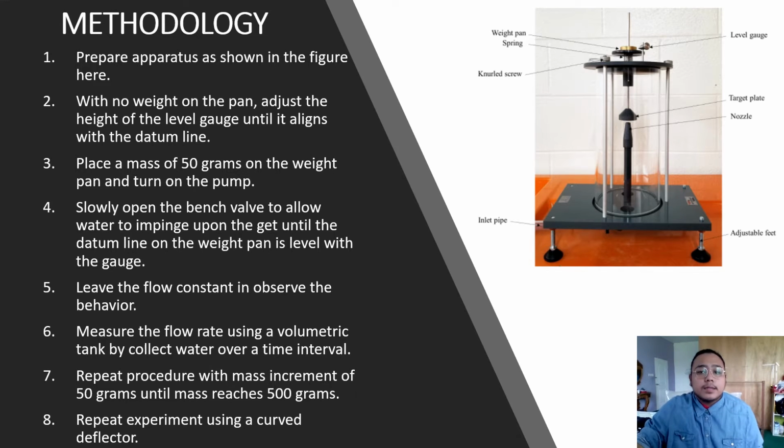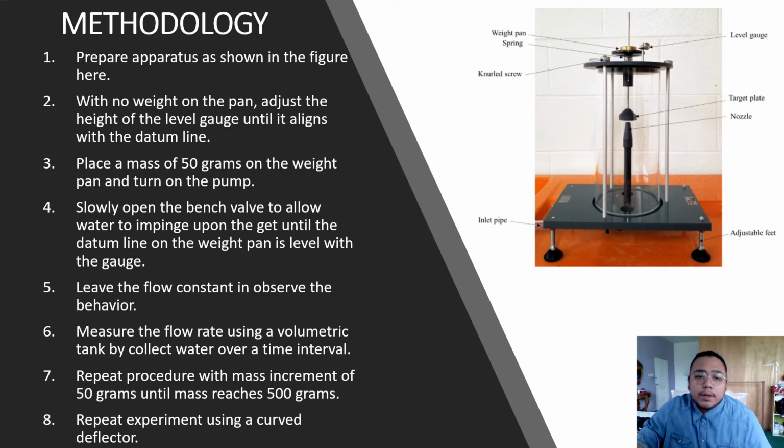So for the methodology, as you can see in the figure right here on the right of your screen, this is the apparatus setup for this experiment. So for the procedure, first we will want to prepare the apparatus as shown in the figure here. And then we will start with no weight on the pan. We adjust the height of the level gauge until it aligns with the datum line.